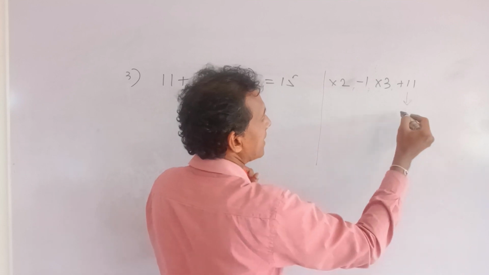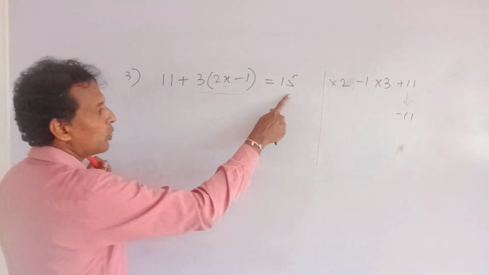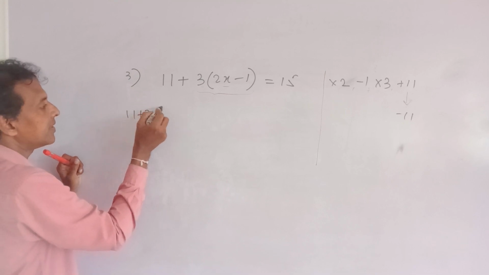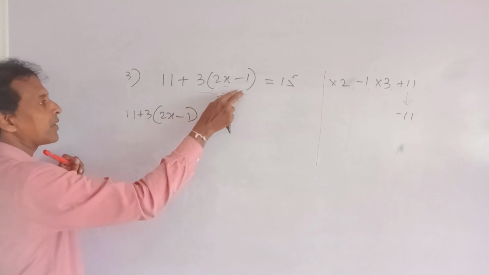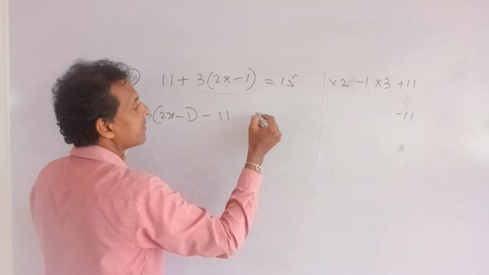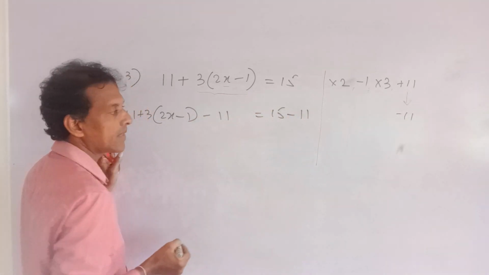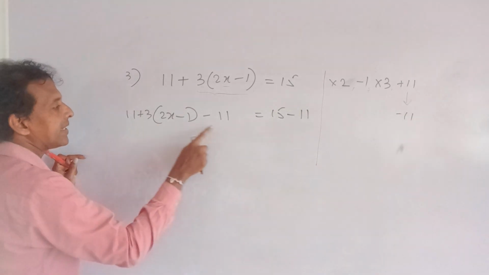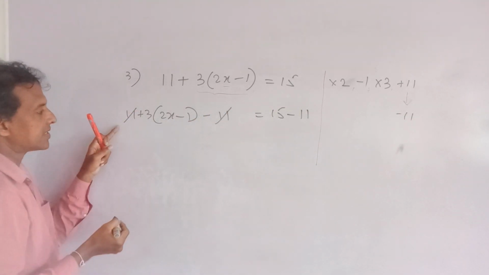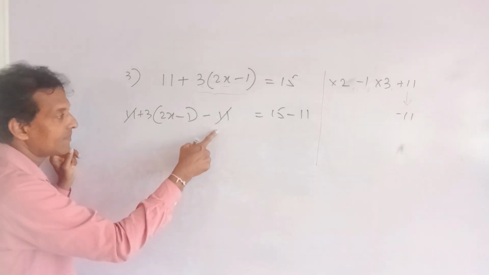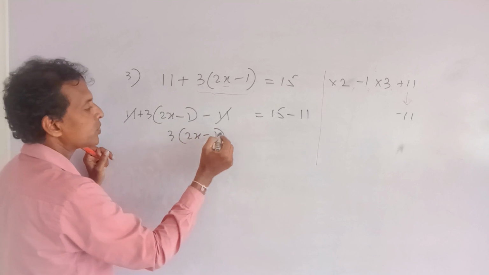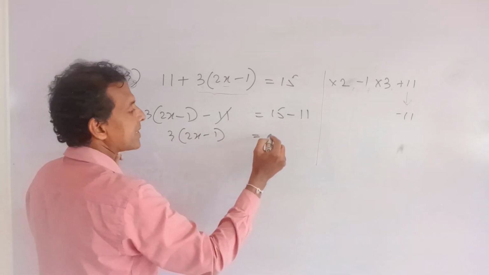We use the inverse operation, minus 11, and carry it out on both sides. So here we have 11 plus 3 times (2x minus 1). You write the whole thing here and then subtract 11 from both sides. Right? Now it doesn't matter that it is in two places. Plus 11 gets cancelled with minus 11. What remains on this side? 3 times (2x minus 1) equals 15 minus 11, which is 4.